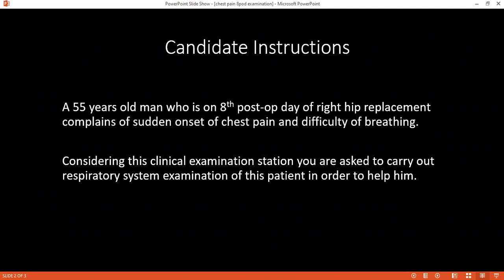Okay, can you summarize your case now? Yes, ma'am. I have examined a 55-year-old gentleman who has presented with pleuritic chest pain, shortness of breath and difficulty in breathing on his 8th post-operative day following right hip replacement.